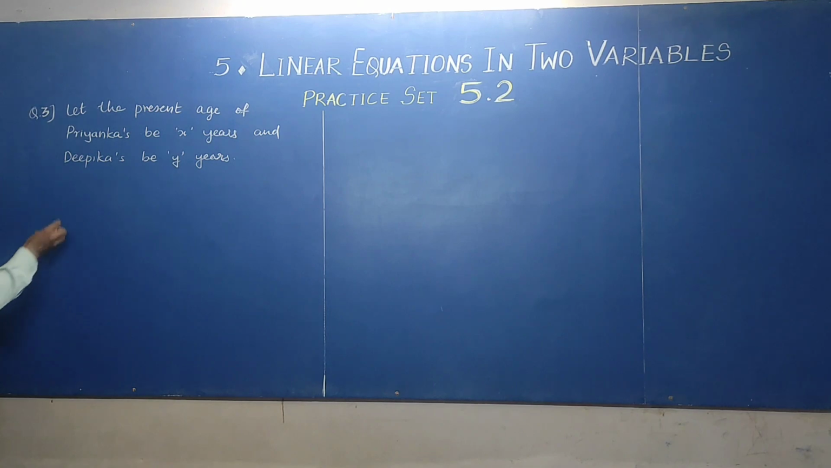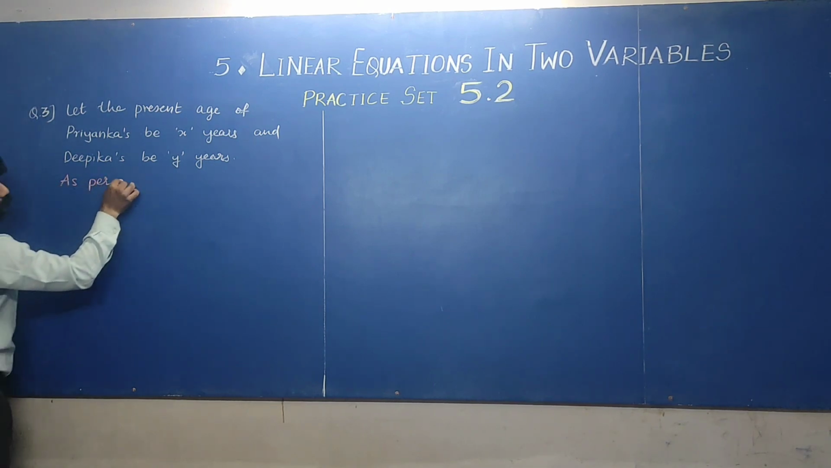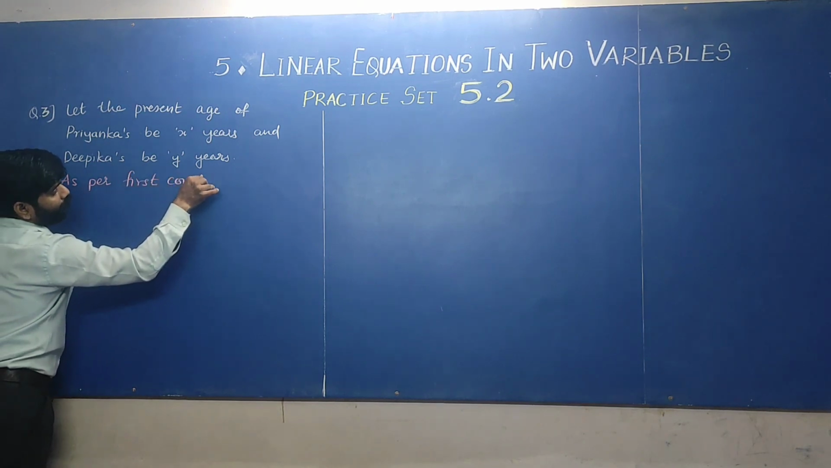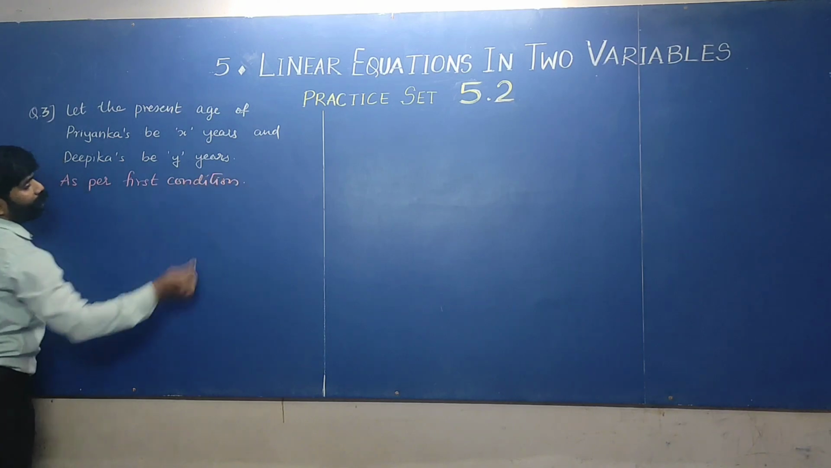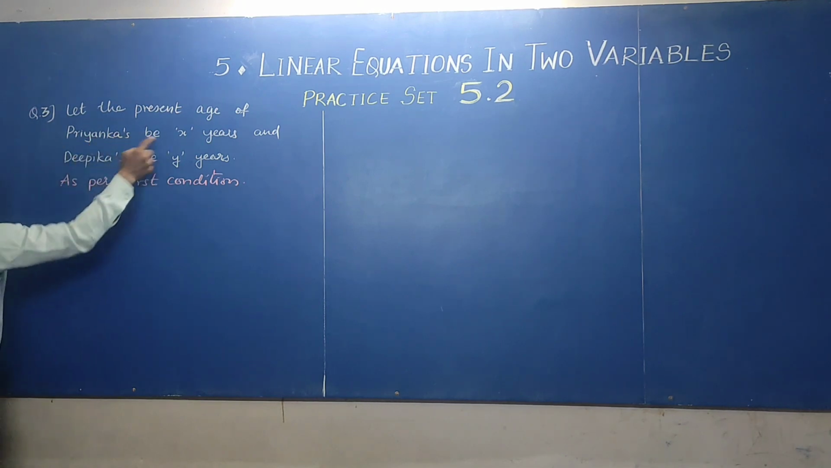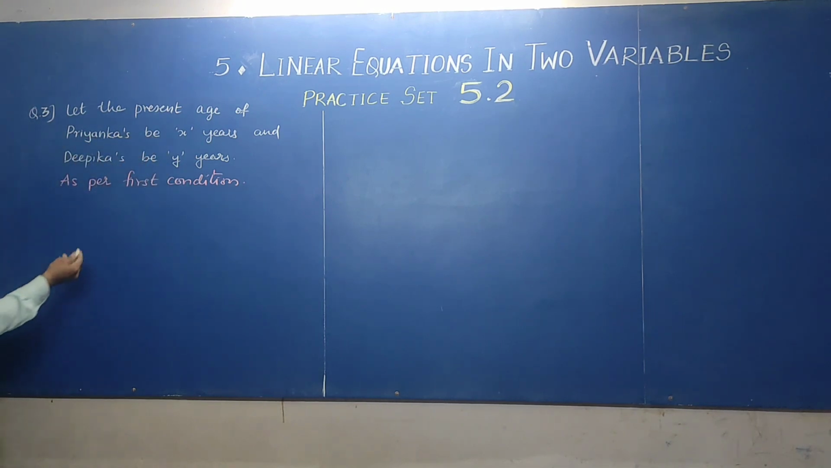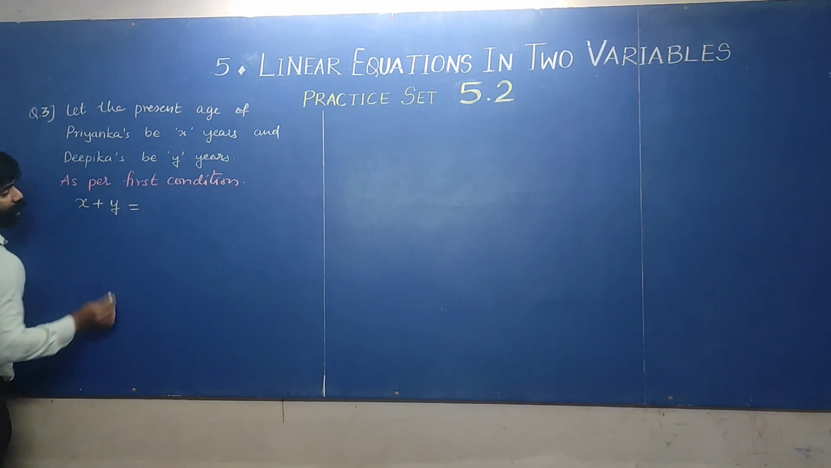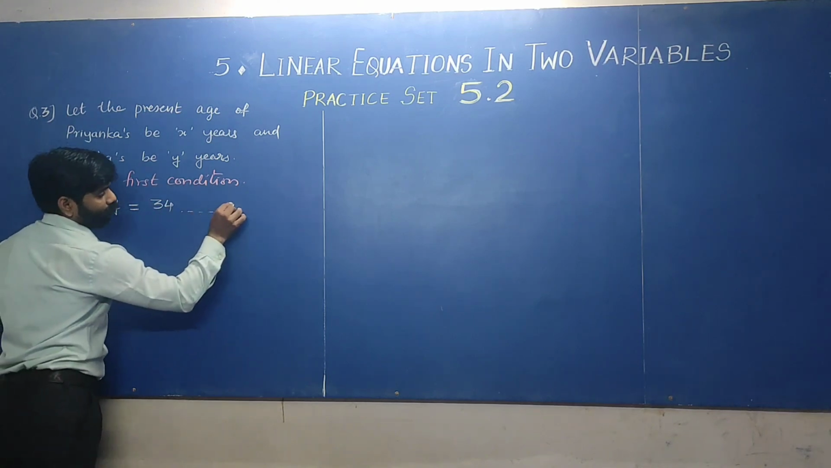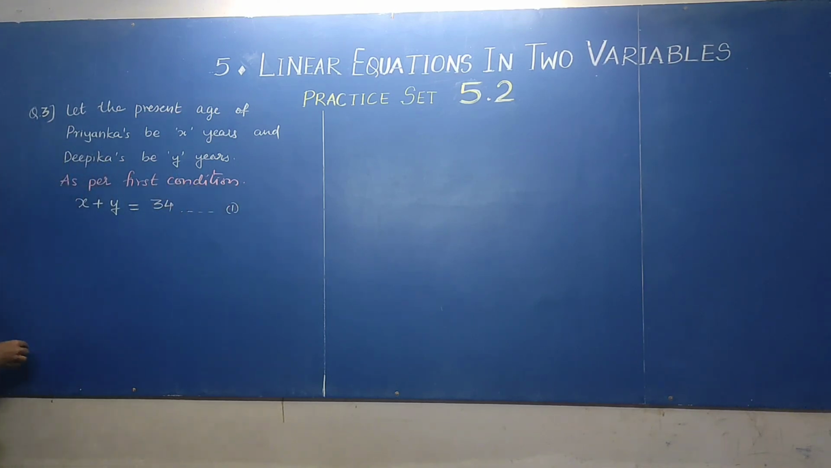So, as per the first condition. Now, what is the first condition? The first condition is saying the ages are going to be added. Priyanka's age and Deepika's age sum. Sum means plus. So we are going to add Deepika's and Priyanka's age, and their age is giving us 34. This is our equation number 1.